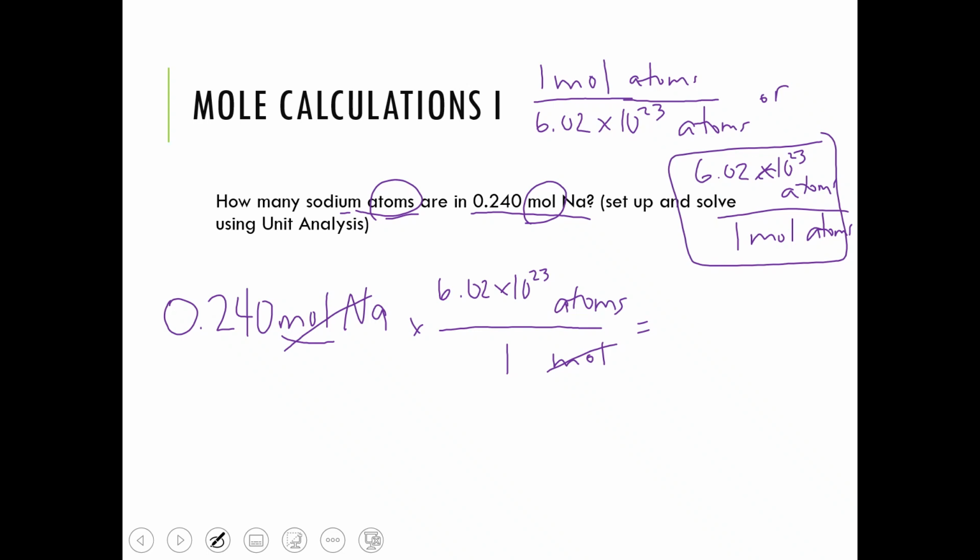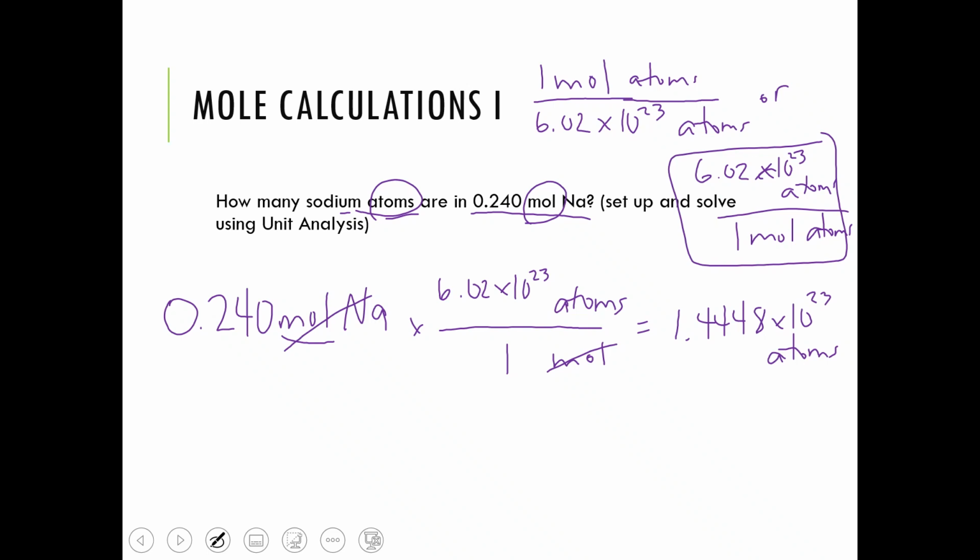So please make sure that you are using your calculator correctly. If you type it in, you should get 1.4448 times 10 to the 23rd. If you did not get this, please go back and try typing it in differently. If you don't know how to use your calculator, then this is going to be a huge frustration for calculations to come for the rest of the semester. So please, please, please let me know if you need help with how to put scientific notation into your calculator.